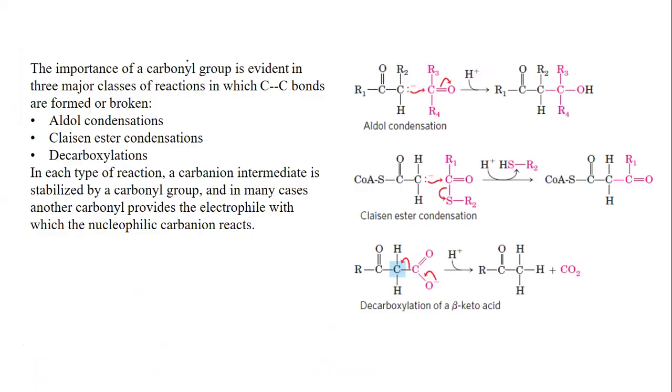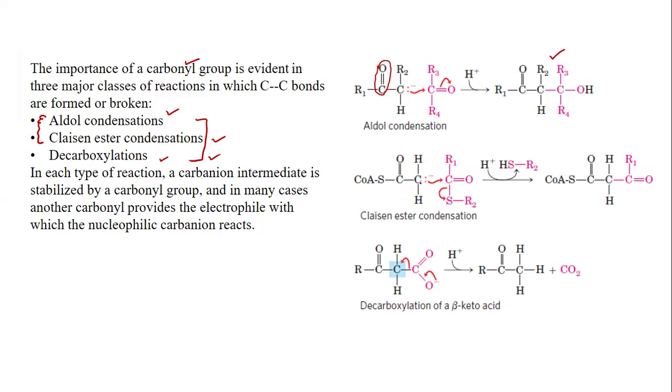And the significance of the carbonyl group can be evident in three reaction types: aldol condensation, Claisen condensation, and decarboxylation, where the first two reactions involve carbon-carbon bond formation, and the third one requires the breakage of one carbon-carbon bond. So here you can see in aldol condensation, a carbonyl functional group attached to a carbanion, and then this carbanion is making a carbon-carbon bond with the next carbonyl. This attack of the carbanion on the electrophilic center is possible just because of the presence of this carbonyl functional group close to it.